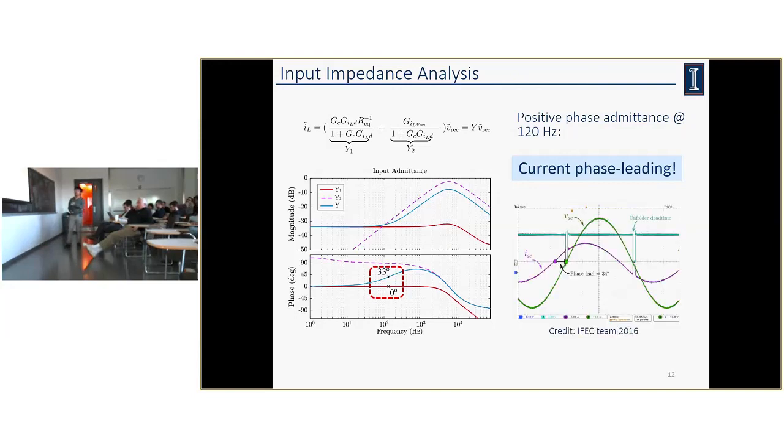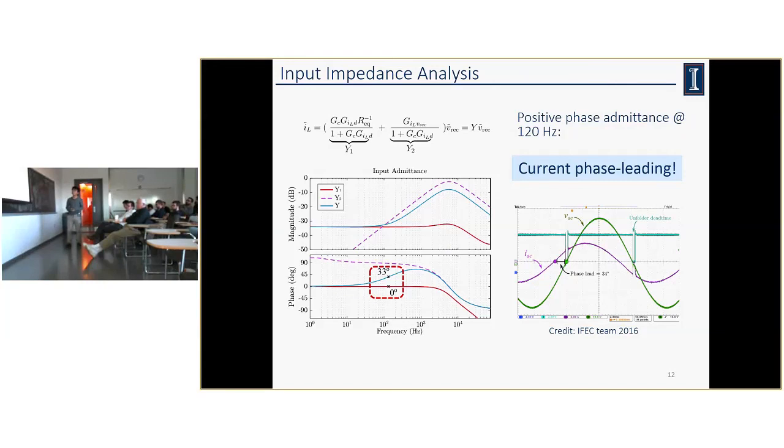And in the early experimental results, we actually saw this effect. This is the input current and this is the input voltage. With the 10 kilohertz crossover frequency, we saw that the input current is leading the input voltage.